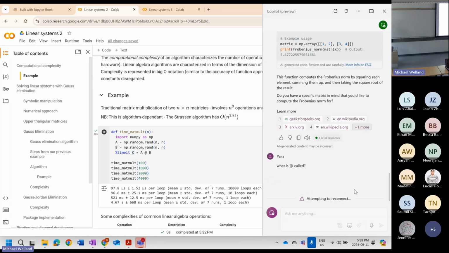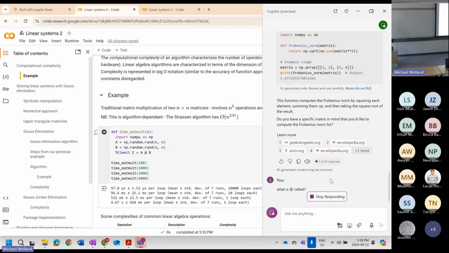Demonstration. Attempting to reconnect. Demonstration failed. I told you about live demos. I literally told you. Okay, well, while Copilot is disappointing me, let's move on with our lives.